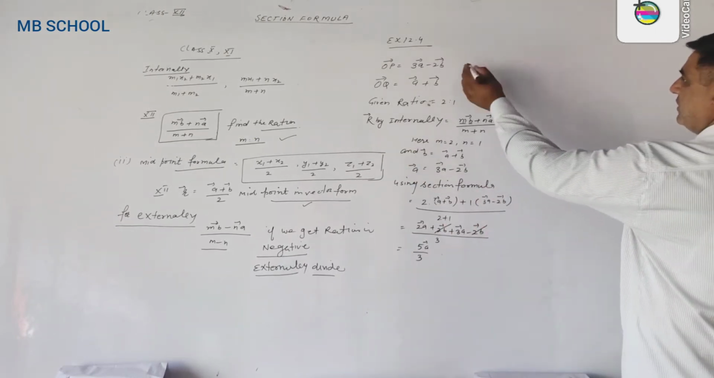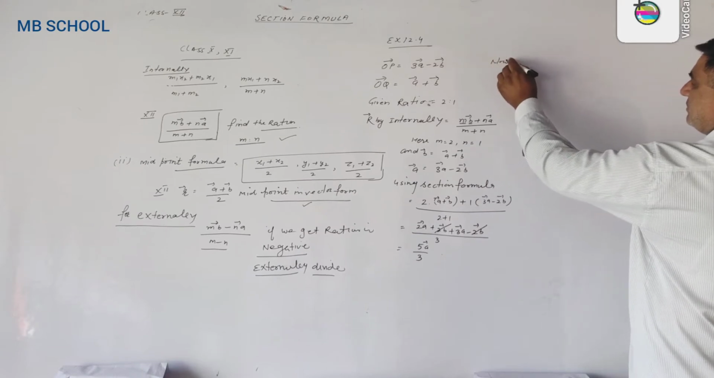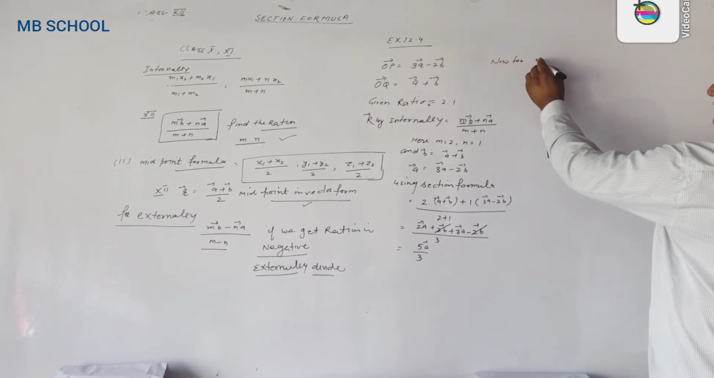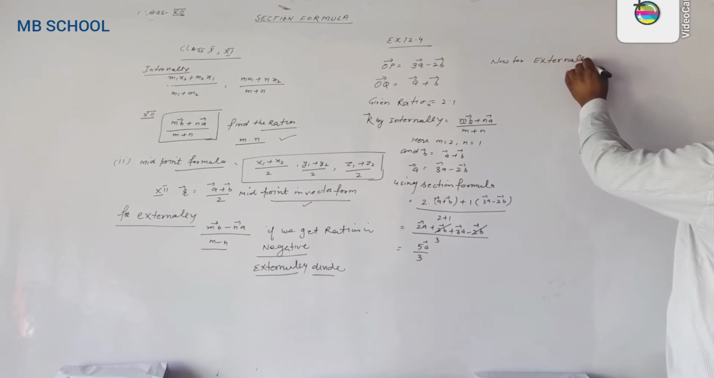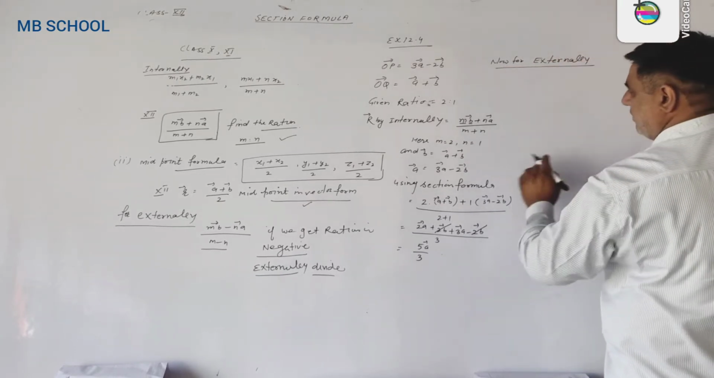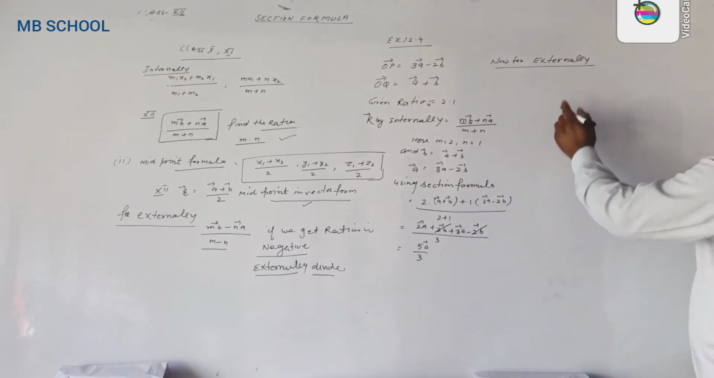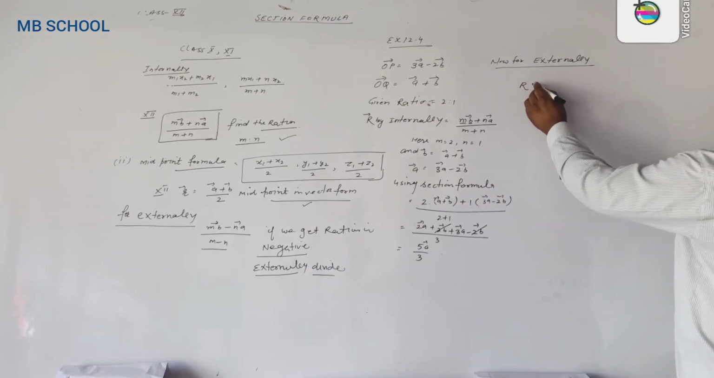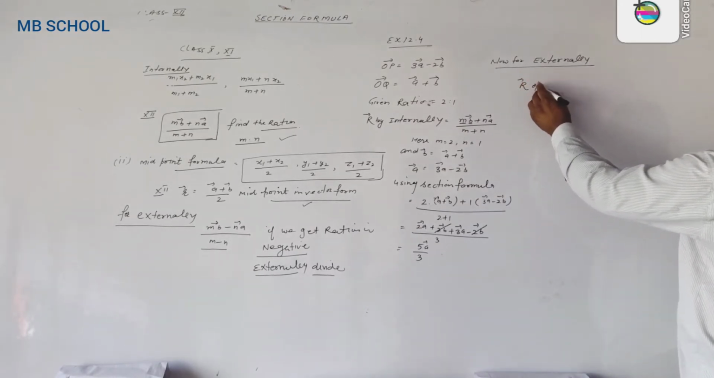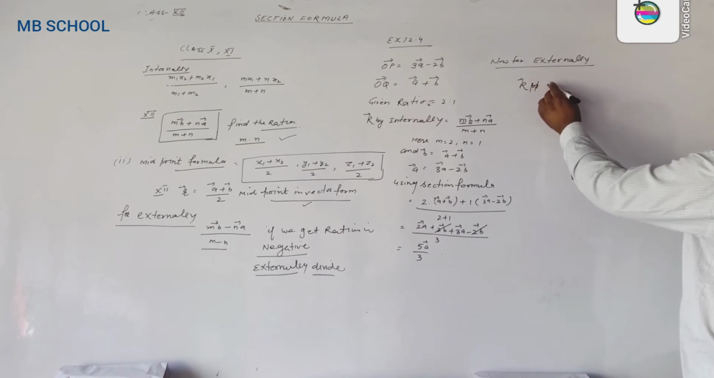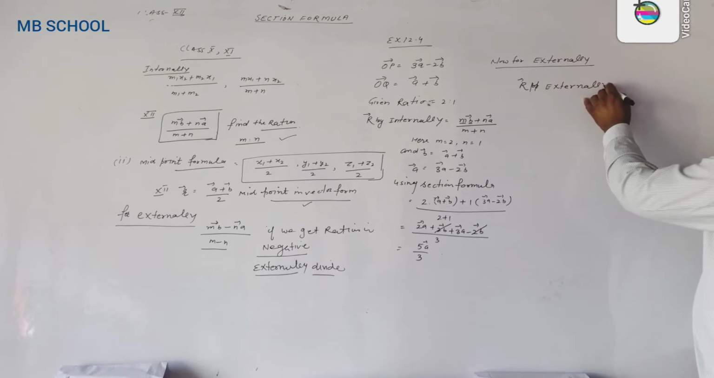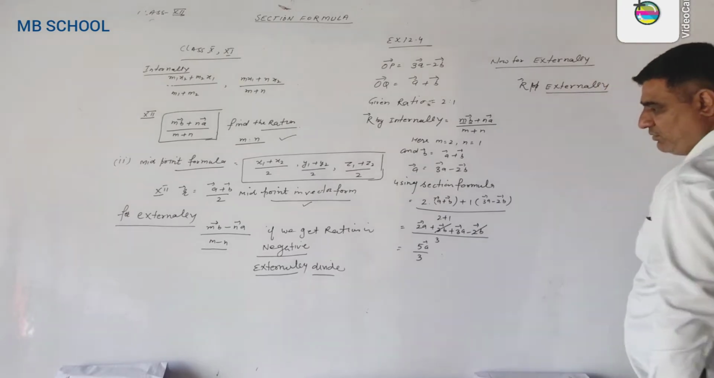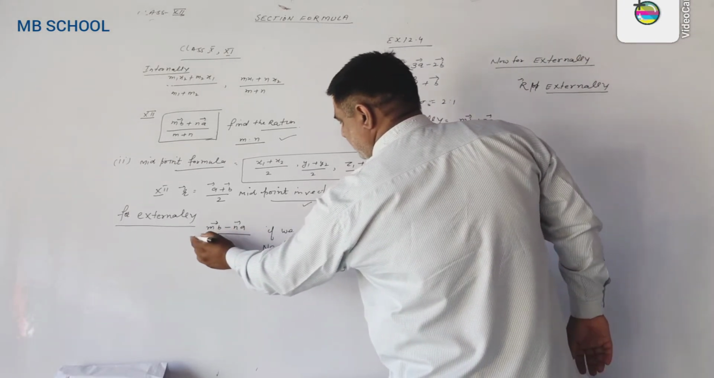Now for externally we discuss this formula. Then point of R for externally. Now we discuss the next formula for externally. This formula for externally is like this.